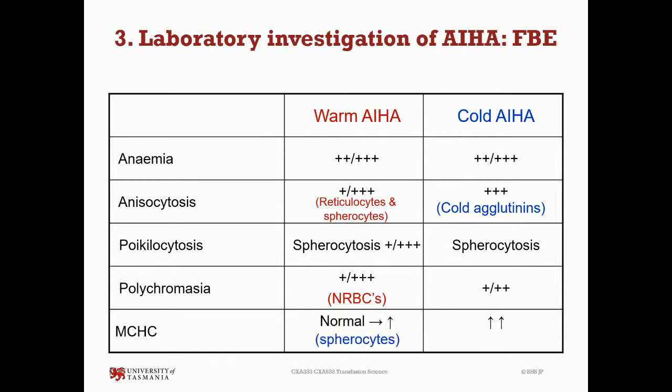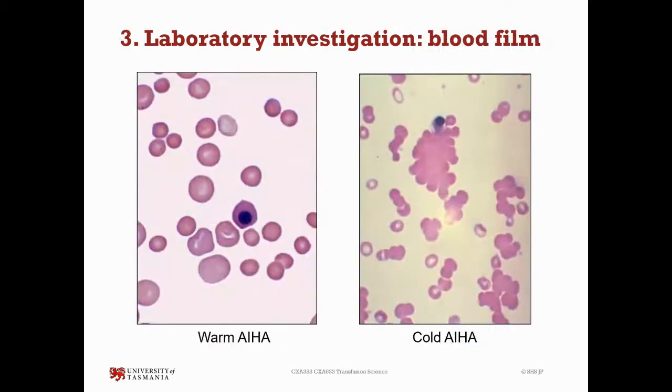So the MCHC will be normal to increased. Again, this is because of the spherocytes. So remember, when you've got a lot of spherocytes, you can get an increased MCHC. And also, we can get an increased MCHC in cold autoimmune hemolytic anemia, and that's again due to the cold agglutinins. And so this is what we tend to see.